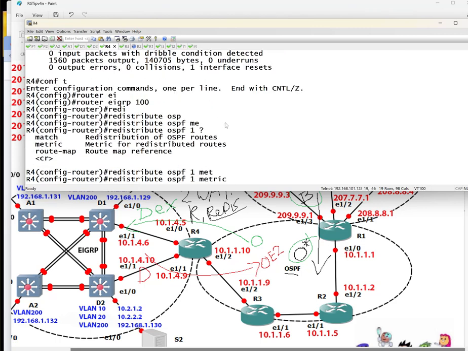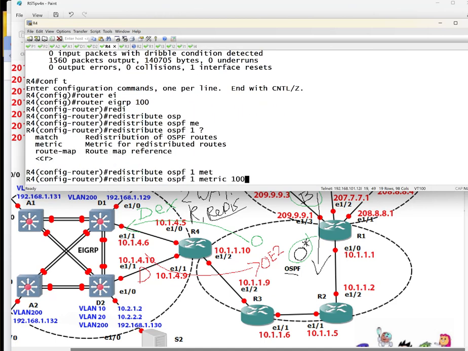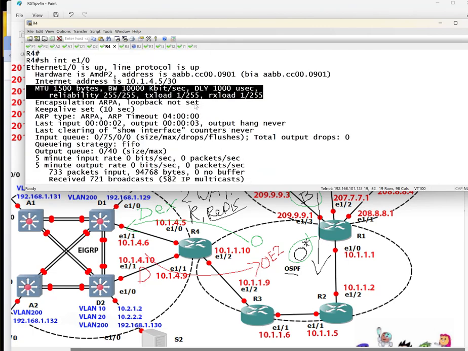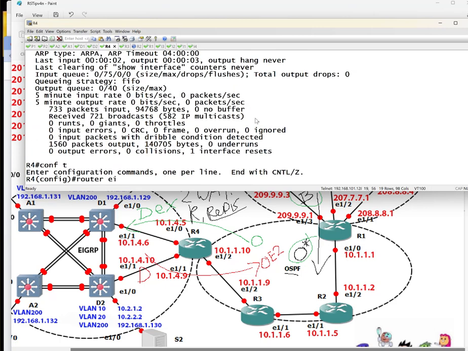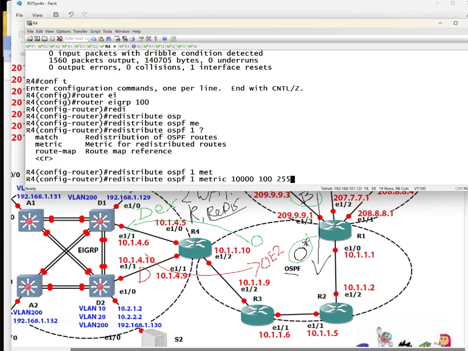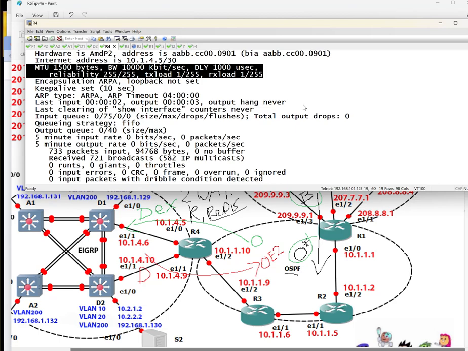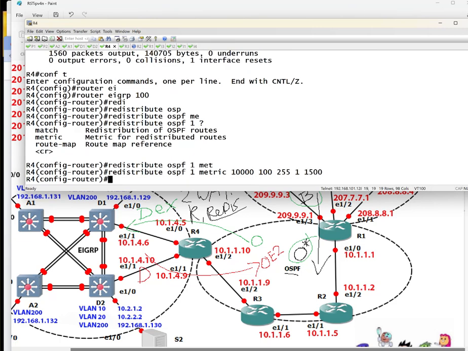metric. We need the bandwidth 10,000. We need the delay 1,000 minus 10. I'll tell you in the class why they have to reduce 10. Reliability 255. Loading 1 and MTU 15. Got it? So what happens when you do that? All OSPF routes will get inside EIGRP. Watch this.